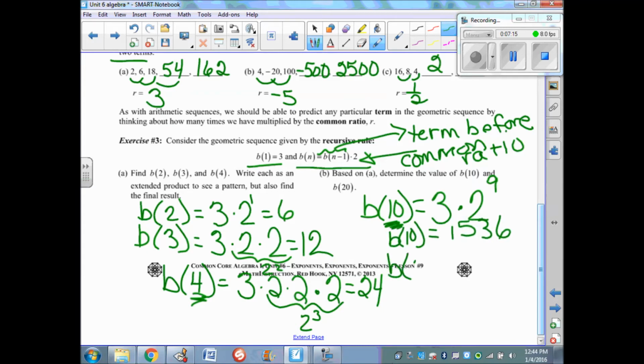And then what about B of 20? Again, first term times the common ratio to the what power? If we're trying to find the 20th term, we're going to raise it to the 19th, or the n minus 1, okay, the 20 minus 1. So that ends up getting 1,572,864.